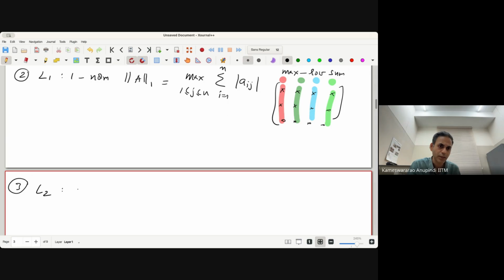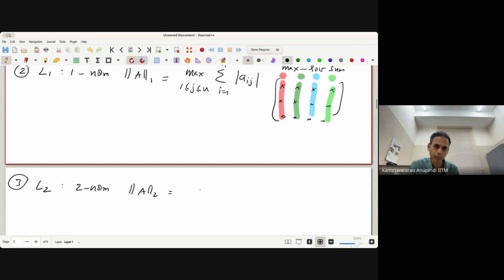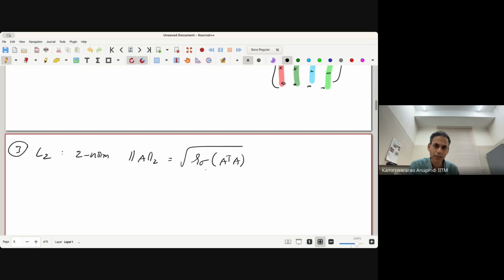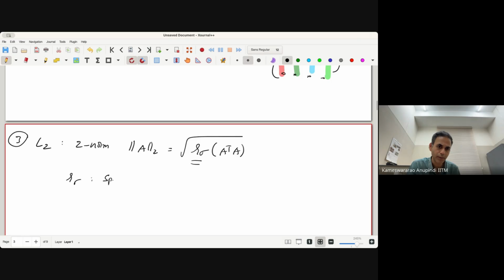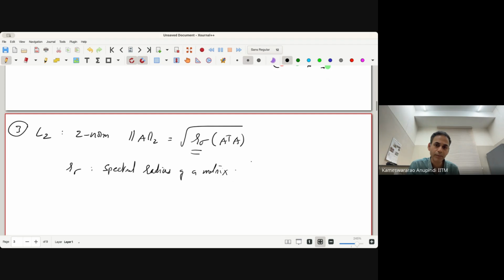So L2 norm is the 2 norm of a matrix. This 2 norm of a matrix is kind of very different. This is basically equal to the square root of R sigma of A transpose A. Essentially what this means is that R sigma is also known as the spectral radius of a matrix. That means I'm given a matrix A, I'm taking A transpose A, which is also a matrix, and I'm calculating the eigenvalues of that matrix.